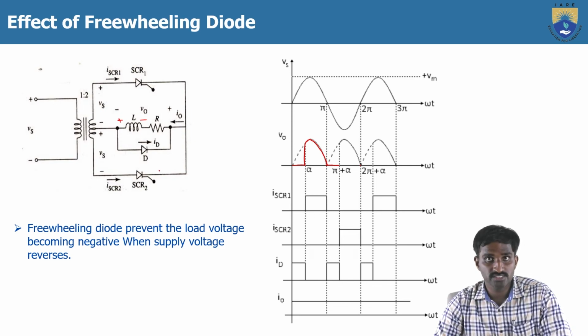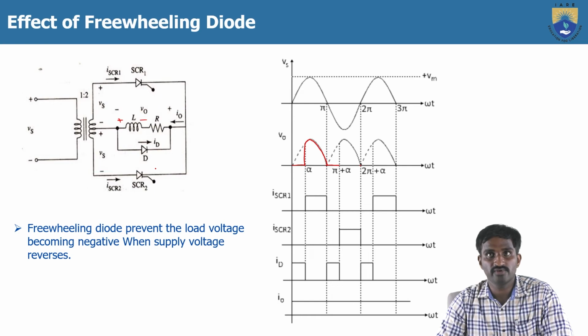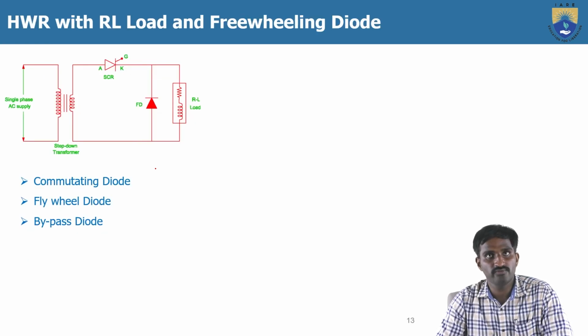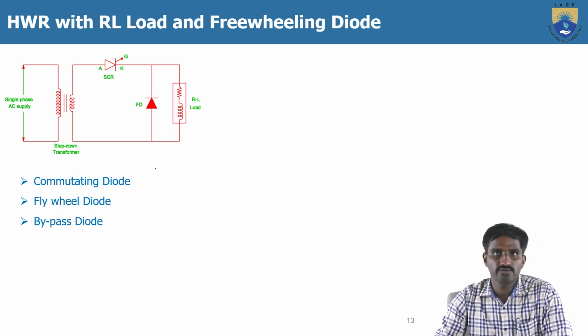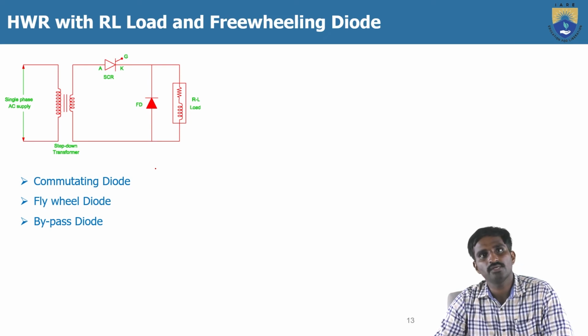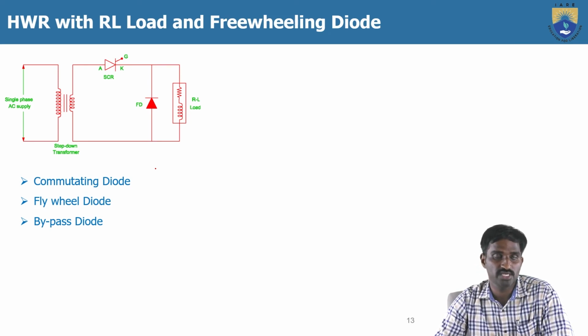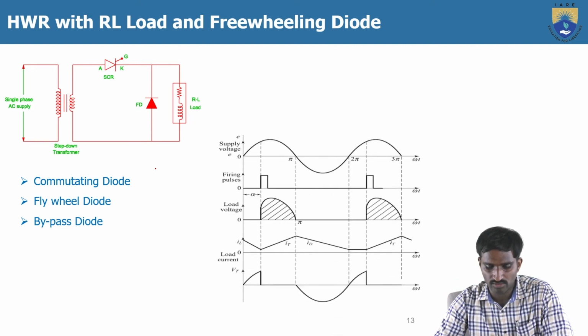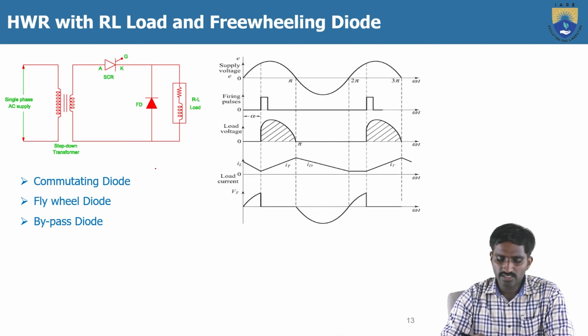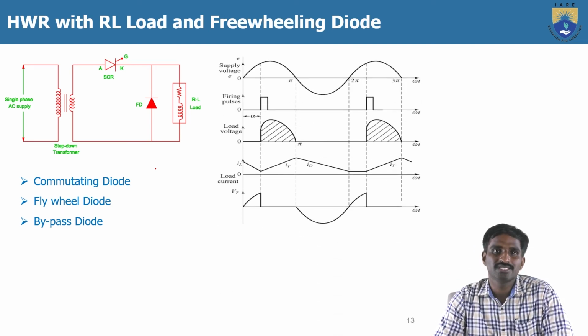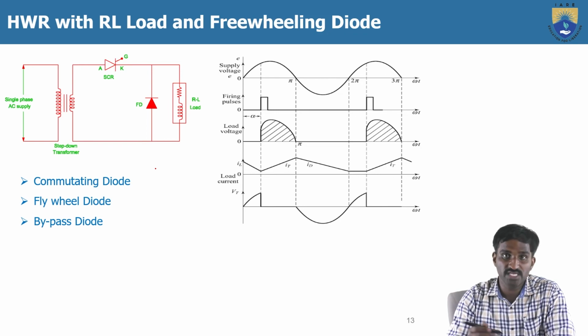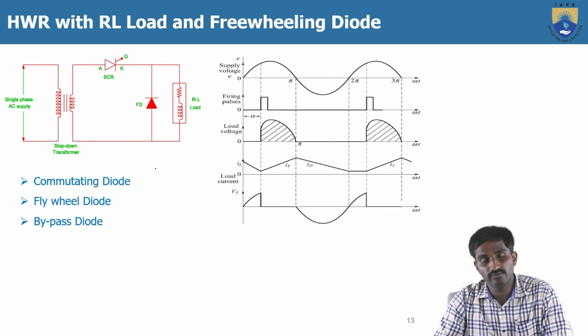And we can also discuss the same freewheeling diode effect in the half wave rectifier. In the half wave rectifier, this freewheeling diode is also called the commutating diode, or the flywheel diode, or we can also call it a bypass diode. Then why are we calling it this? Because here the freewheeling diode can also be used to get continuous current mode operation.